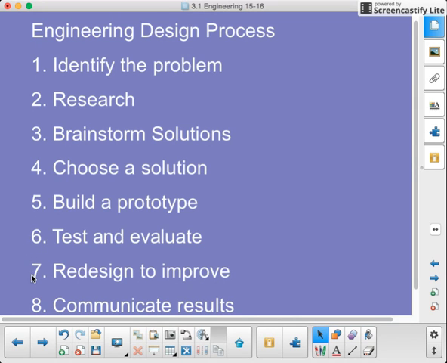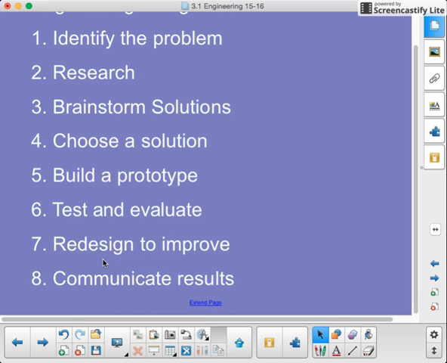Step 7 is a redesign to improve. So you need to figure out what worked with your prototype and what didn't work. Make some changes to make it even better. And even if you had a great working design, you never know. Something else you try might surprise you and be even better than the initial design you really liked. Maybe not. Maybe you'll end up using your prototype or something very similar to it. And then step 8 is to communicate your results.